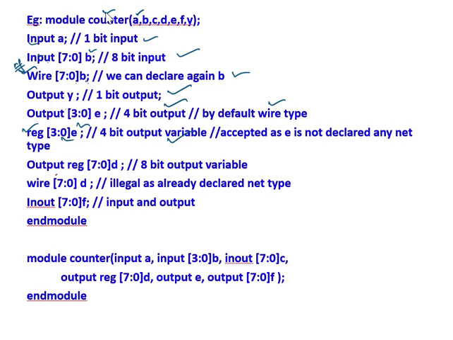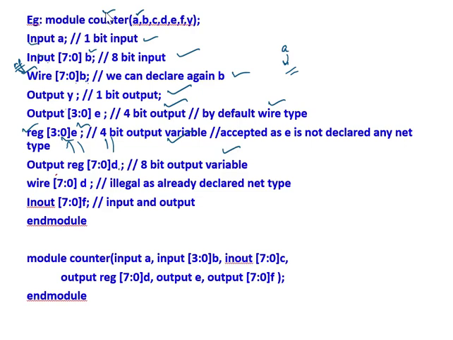This one is accepted, E has not been declared any net type. See, this reg [3:0] E is accepted here because I have not used this variable. As I already said in my previous slide, once a variable name is taken, that name cannot be used again. So the E variable I have not used here, so I can use it, like reg [3:0] E. Okay, that is accepted. Then output reg [7:0] means an 8-bit output variable.